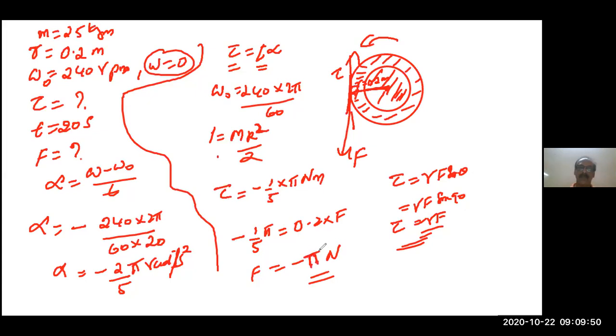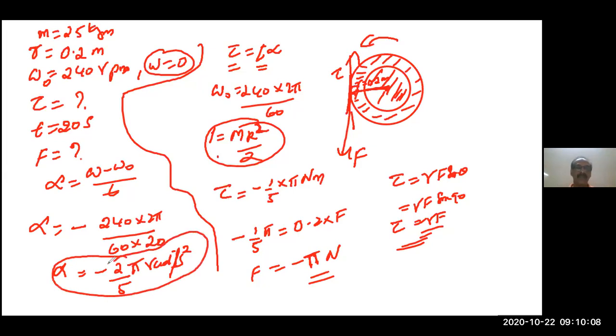Sir, how do you get torque over here as minus 1 by 5 pi? Torque is equal to I alpha. I you have to find out from here, I is MR squared by 2, which is 0.5. Alpha is already calculated here. So when you multiply, you will get minus 1 by 5 pi Newton meter. Okay, sir, because we first calculate the I value, then the alpha value, and substitute. Okay, sir. Thanks, sir.